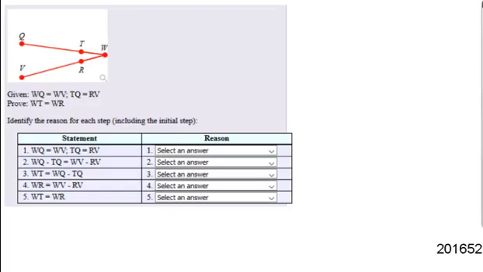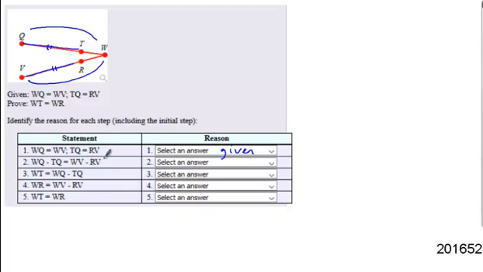All right, so in this next example, again, if we take our given information, here WQ is equal to WV, and then TQ is equal to RV. So there's the information provided. I locate where that is in my statements and identify that as given.